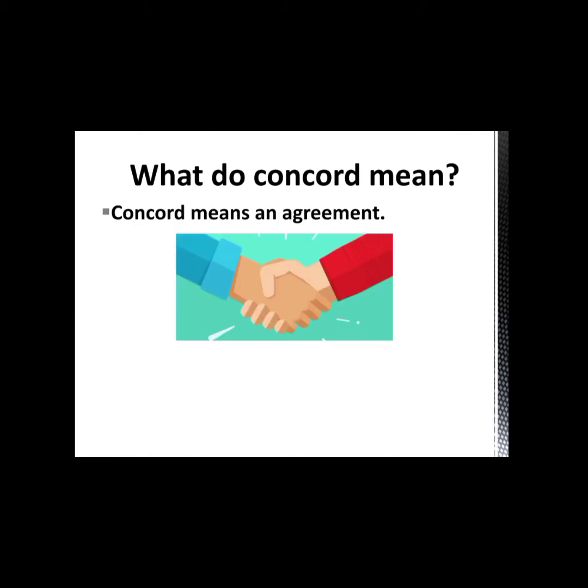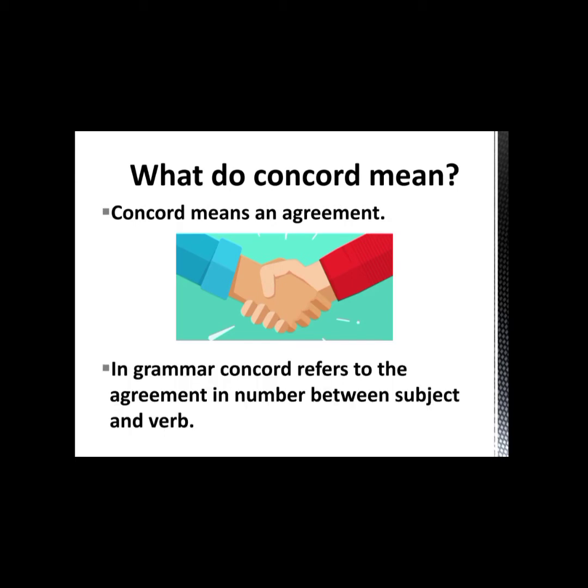First of all, let us know the meaning of concord. What does concord mean? It simply means an agreement. When there is an agreement between two people, this means there is a concord between them. And in grammar, concord refers to the agreement in number between subject and verb. In a sentence, it is very important that the subject or the noun and verb agree to each other. So we will learn all about it in this lesson.